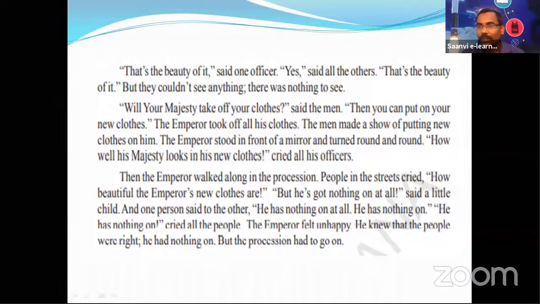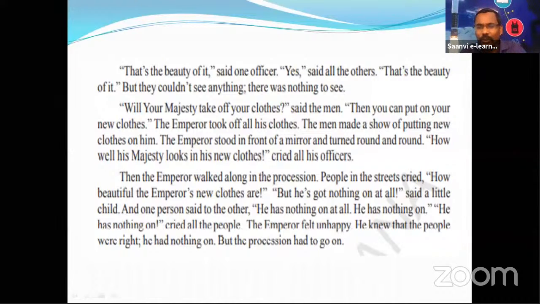Am I correct? In that kingdom, all the officers, even the king and all the people, said that the emperor had worn a beautiful dress. Actually, there was no dress on his body. The weavers, in the beginning, said that only the wise men can see the clothes. So all the people, all the officers, even the emperor wanted to show others that they were very wise. That's why they said that there was cloth. Even the emperor said he had worn the cloth, where actually he didn't wear any cloth on his body.